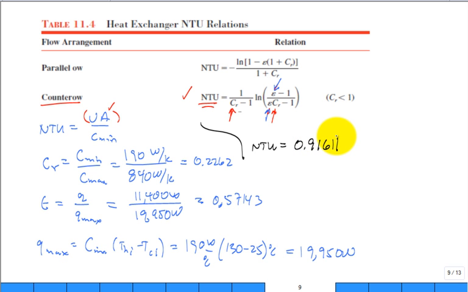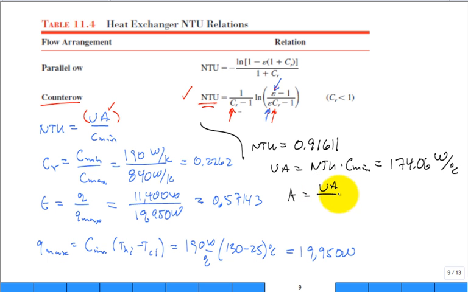It comes in at 0.91611. Then I see that UA is equal to the number of transfer units times C min. And I calculate UA to be 174.06 watts per degree C. Then the area is UA divided by U. So we divide by the given U, which was, what was that, 110? And you come up with 1.5824 meters squared, same answer.